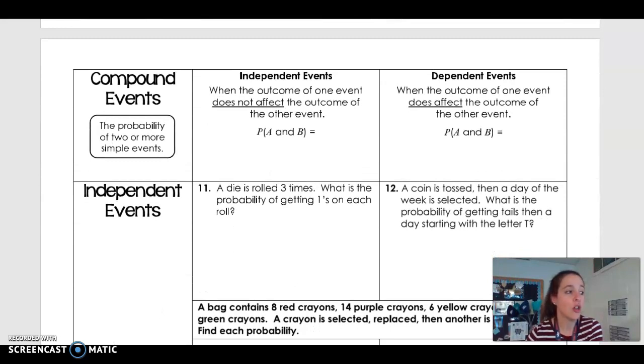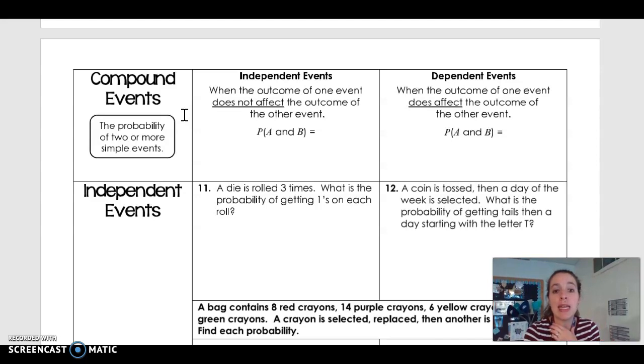So we're going to start looking at compound events. Compound events are where I have more than one thing happening. These simple events that we've looked at, like just one thing, I pick one marble, or I look at just the snow. So now we're going to be looking at compound events, which is where I have two or more simple events happening. So it could be more than two. Most of the time we'll see two.